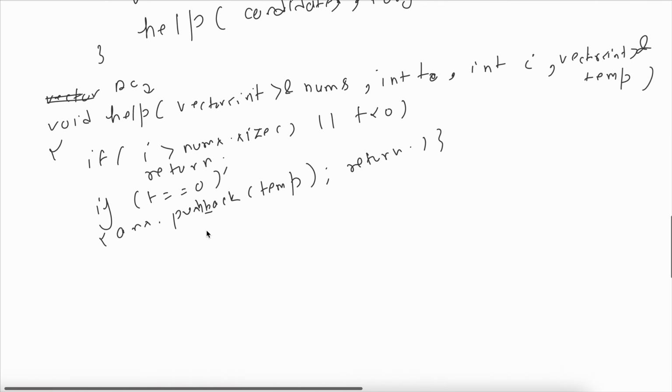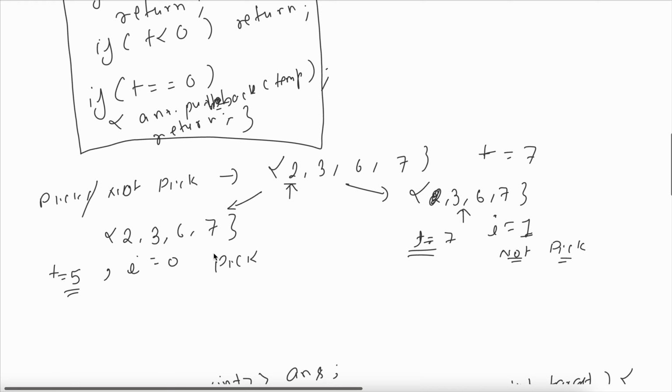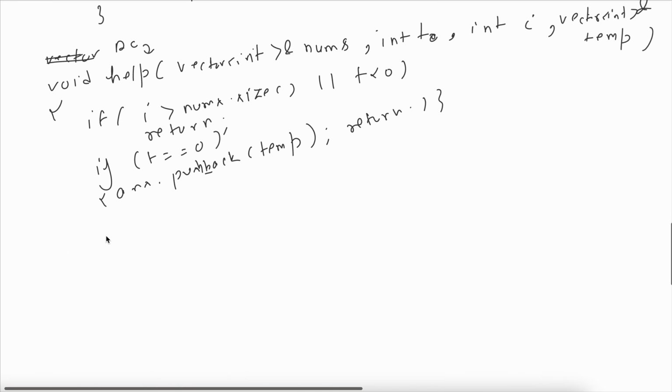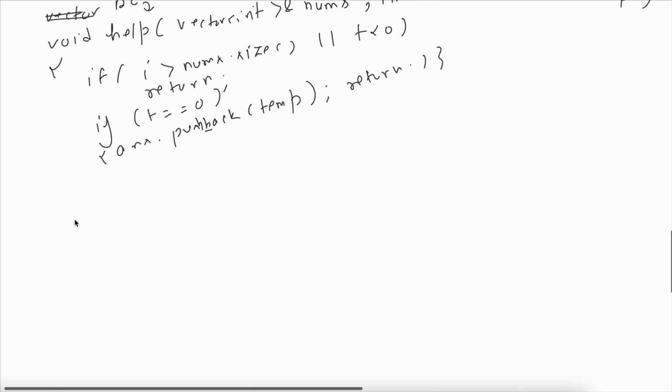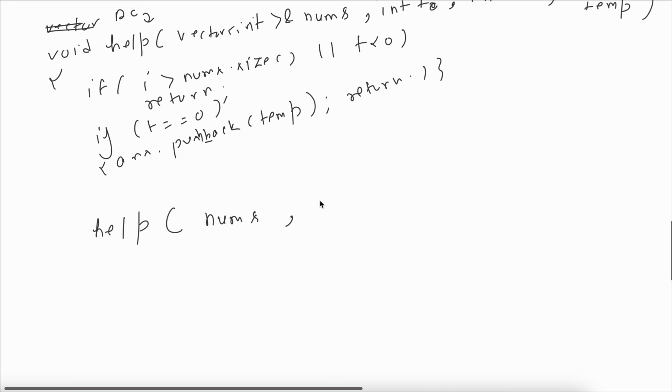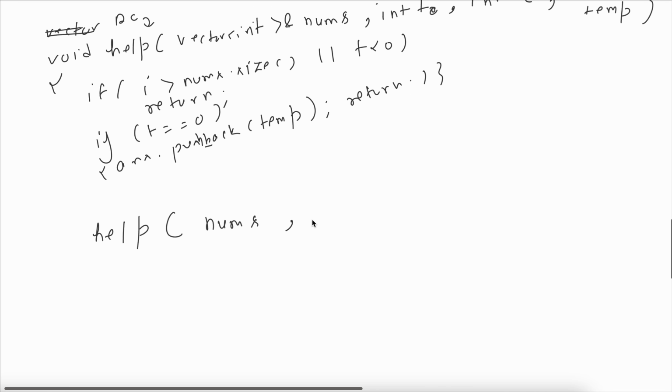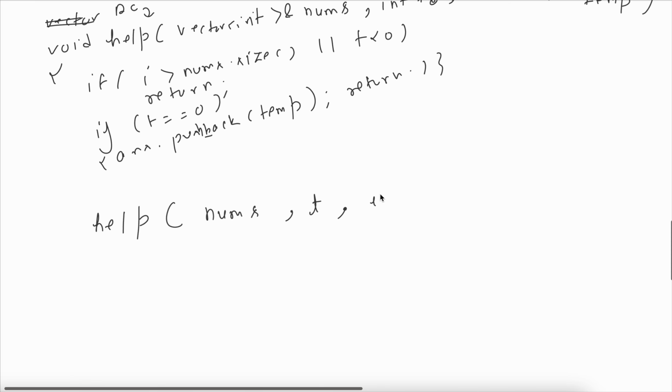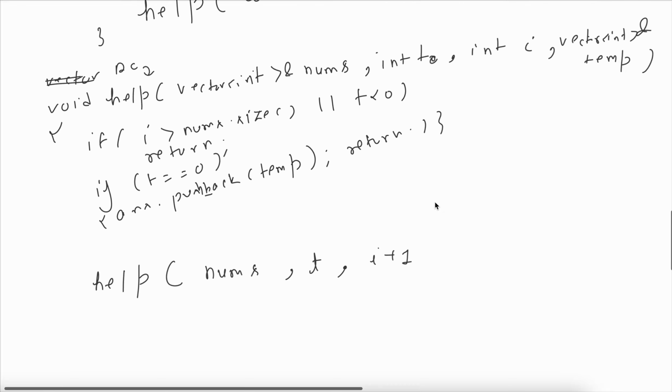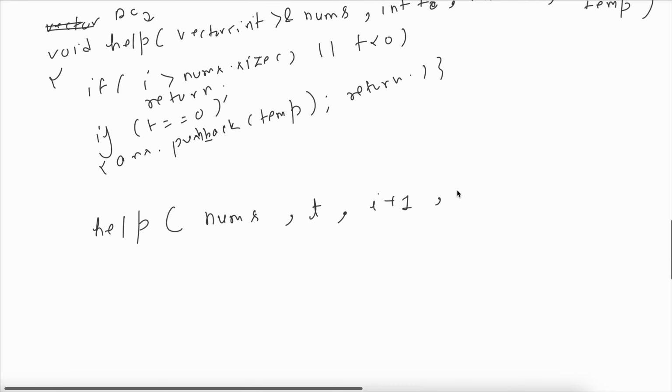Yeah, so we can come back here. So we have two cases, where we pick and where we do not pick. Let's say first we have decided to not pick. So this is our help, we will call it, we have nums. We haven't picked. So our target will change or not? Yeah, it will not change. Our index will move to 1. Will our temp change? Yeah, it will not change.